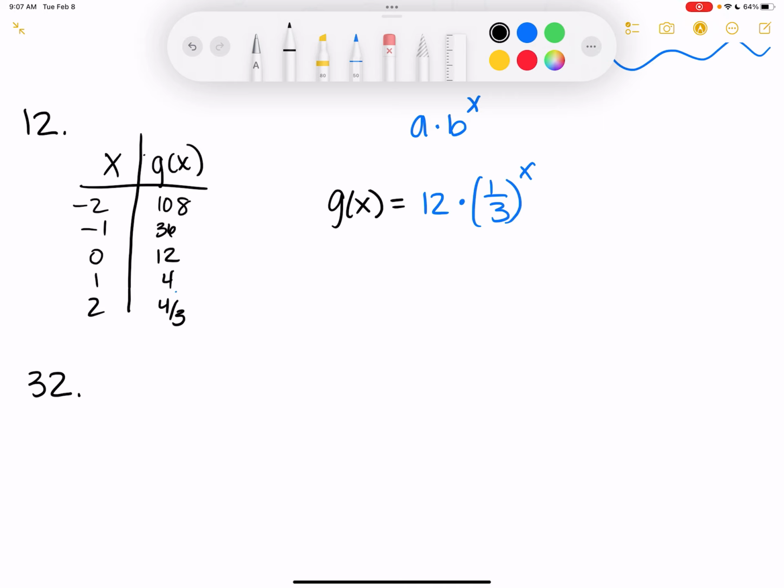All right, 32 and 34, and then we're done. State whether the function is an exponential growth function or an exponential decay function, and describe its end behavior using limits. Ew. Well, I recognize some of those words.